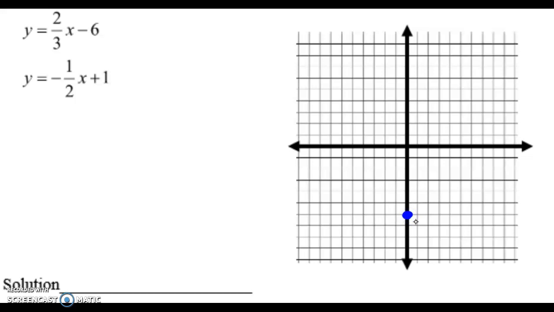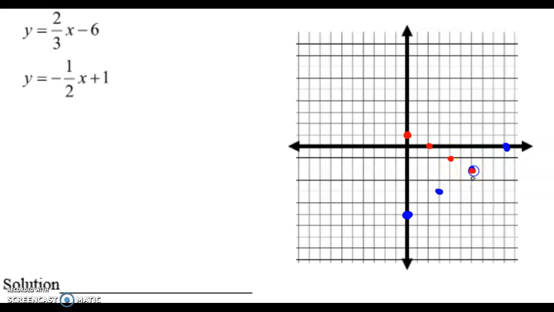And from here we have a slope of 2/3, so we're going to go up 2 over 3. Up 2 over 3. Okay? My other equation is going to have a y-intercept of 1. And this one is going down 1 over 2 because the slope is -1/2.